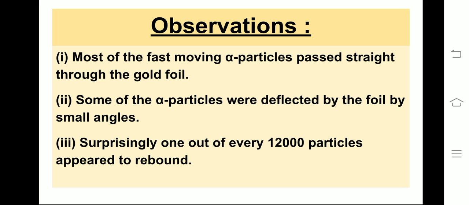So, he made the following observations. Most of the fast moving alpha particles passed straight through the gold foil without any deflection. Some of them were deflected by the foil by small angles. Surprisingly, 1 out of every 12,000 particles appeared to rebound.